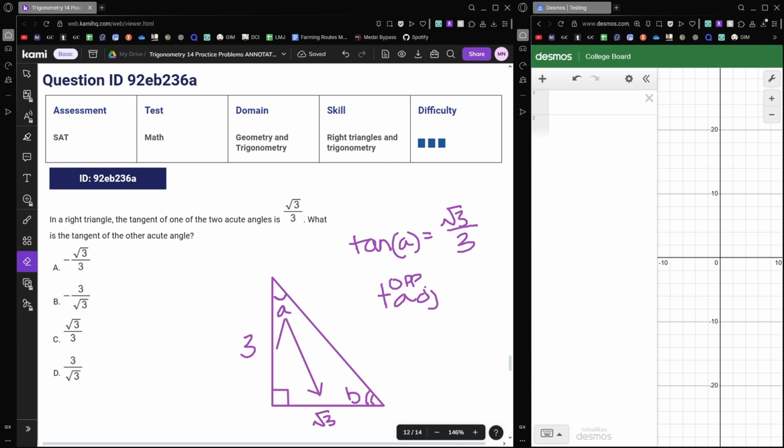What is the tangent of the other acute angle? So they're asking us to find the tangent of angle B, and that would just be once again opposite over adjacent. So opposite of angle B is 3, and then adjacent of angle B is square root 3. So that means the answer is 3 over square root 3, or D.